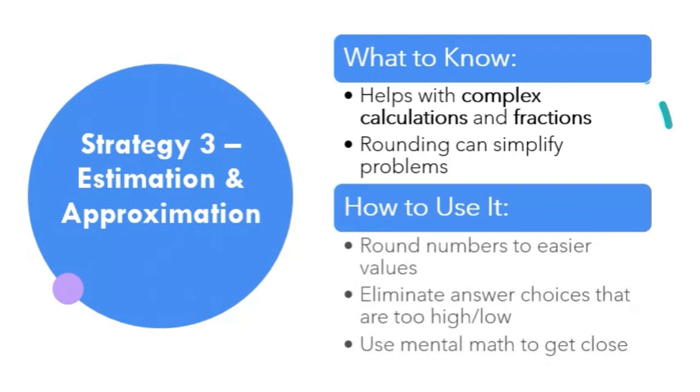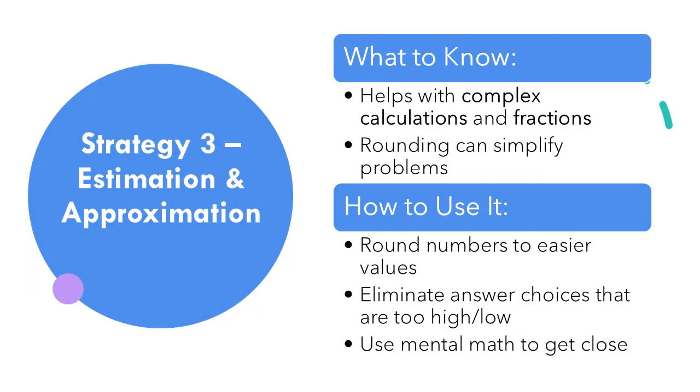2. Now you can quickly eliminate answer choices that are way off. If a number is too high or low based on your estimation, you know it's not the right answer. 3. And of course, use mental math to get close. No calculators here, just using your brain.